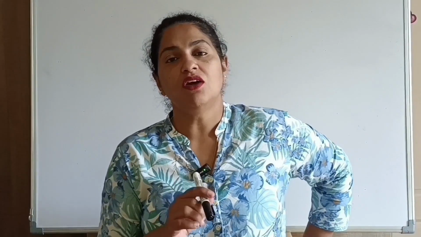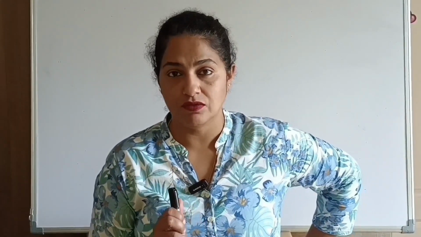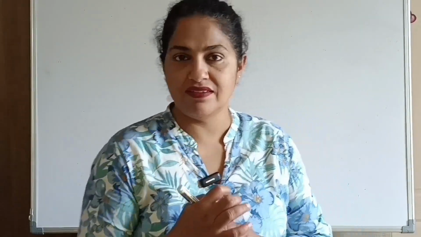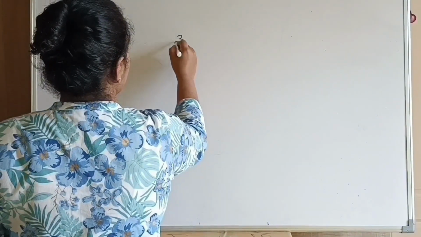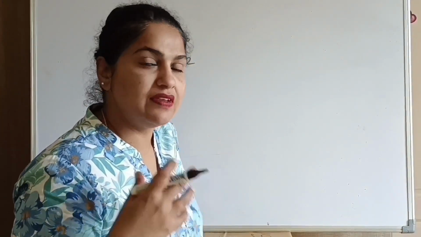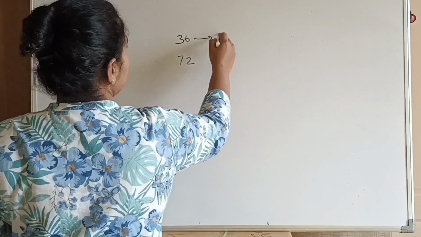Okay. So now we have discussed how to find prime factors as well as the normal factors of any given number. Now let us take two numbers, 36 and 72. Let us write down the factors of 36 as well as 72.